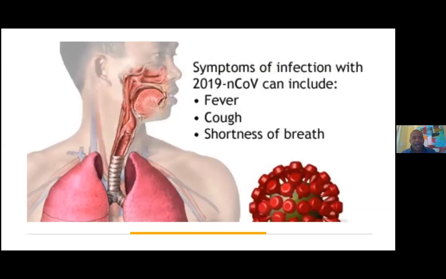I don't know how they got Tiger Woods to pose for this picture of COVID-19, but it sure looks like him to me. But anyway, you can see that these are the symptoms that can occur, and then a complication of that buildup of mucus would be pneumonia.